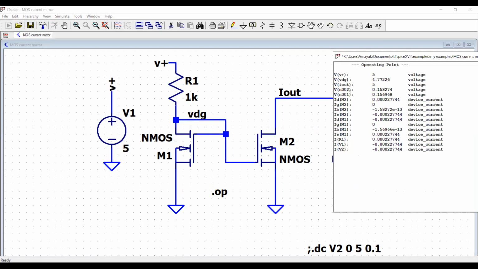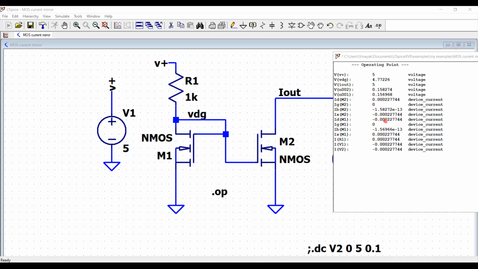Okay, so basically VNOO2 and VNOON are the nets between the body and the source, and they are at the same voltage, 0.15 volt. Now the most important parameter is the current through the transistors, which is ID of M2. This is the output transistor and output current, which is 0.2 milliampere right here, and the ID of M1 is also 0.2 milliampere.